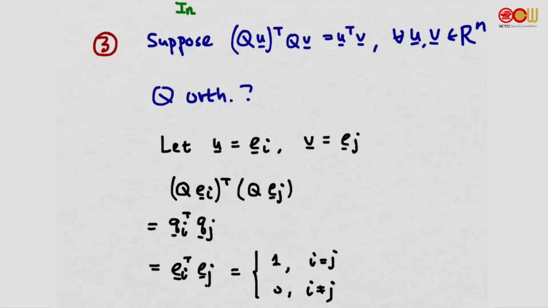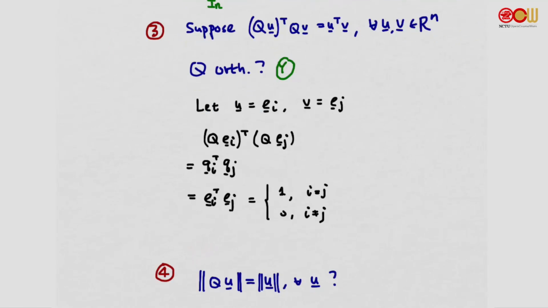And these e_i, e_j vectors, we know they are orthonormal. So each one of them is a unit vector, and every two are orthogonal. And that means each q_i vector is a unit vector, and every q_i, q_j vectors are orthogonal.